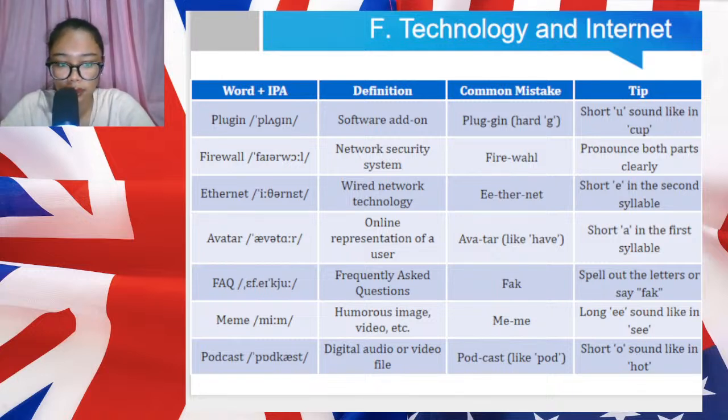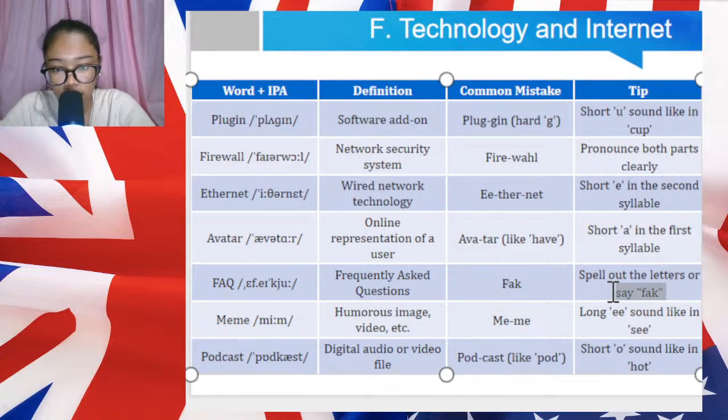All right. There is a tip here that says you can also say it as a word, maybe because it is increasingly common and accepted. But as I have already mentioned many times, we try to say the particular pronunciation of a word that is generally accepted. And what is generally accepted for this word? It is to say it as F, A, Q.